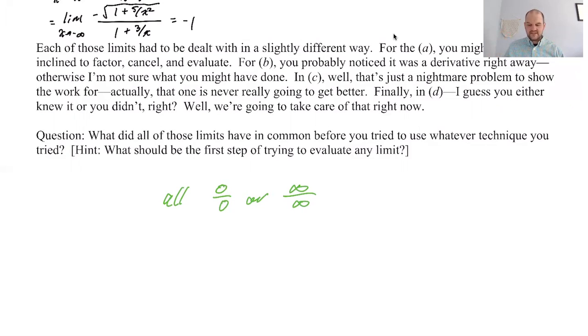So I'm going to come back in the next video and explain a little bit about a technique that we can definitely use to do that work in these particular cases. It works for 0 over 0, infinity over infinity. I'll be back and we will talk about it. So I'll see you then.